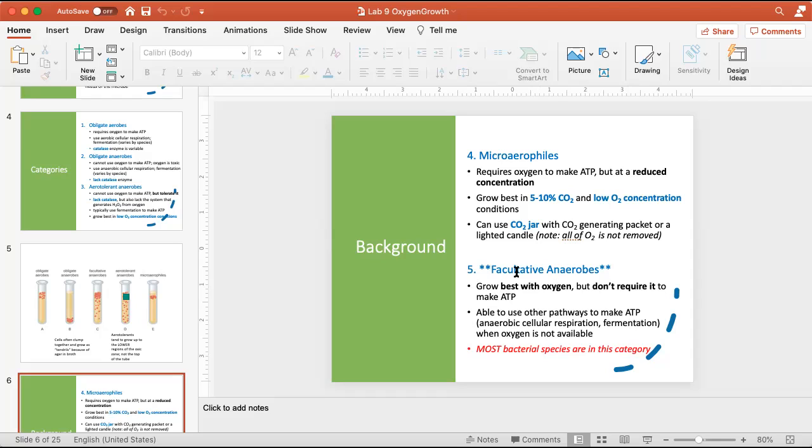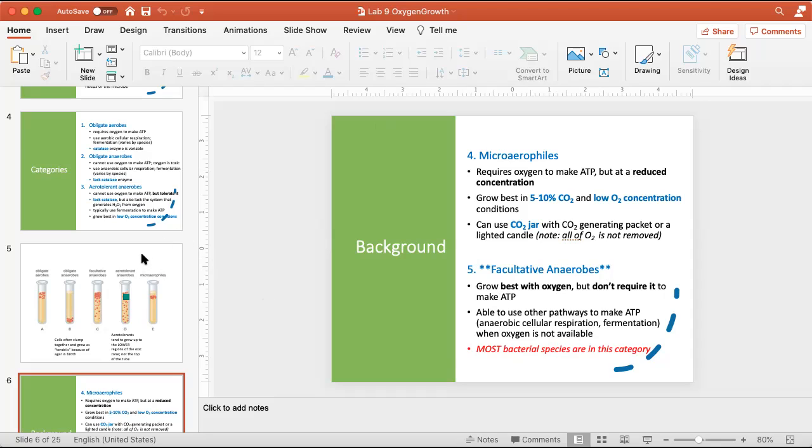So when there's oxygen around, they'll do aerobic cellular respiration, just like you and I will. But if there's no oxygen around, well, they'll switch over and they'll do anaerobic cellular respiration, or they'll do fermentation. They are the most adaptive group of microbes. And notice this down at the bottom. Most of the bacteria that we encounter are in this category. Most of the bacterial species that we encounter are facultative anaerobes. Very, very adaptive, very able to adjust to changing conditions.